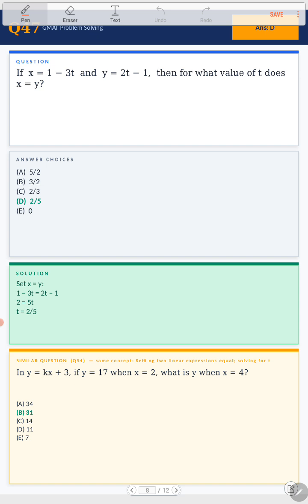Now solving question 47. What do you do here? You see, for what value of t does s equal y? So make s equal y. So you write 1 minus 3t equals 2t minus 1. Then solve: t equals 2 over 5. Simple.